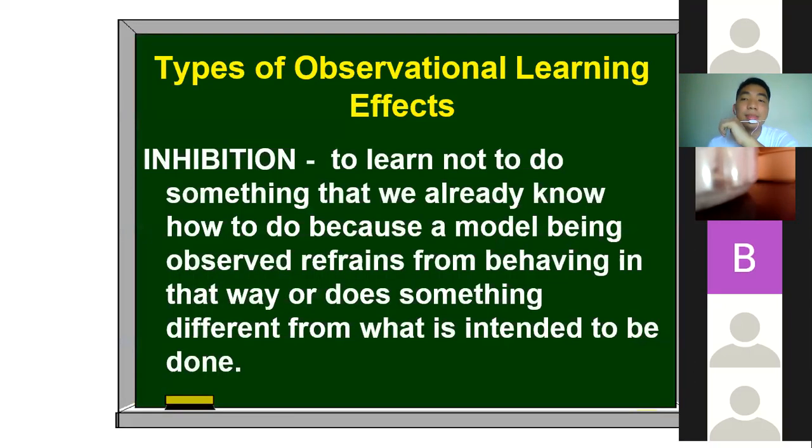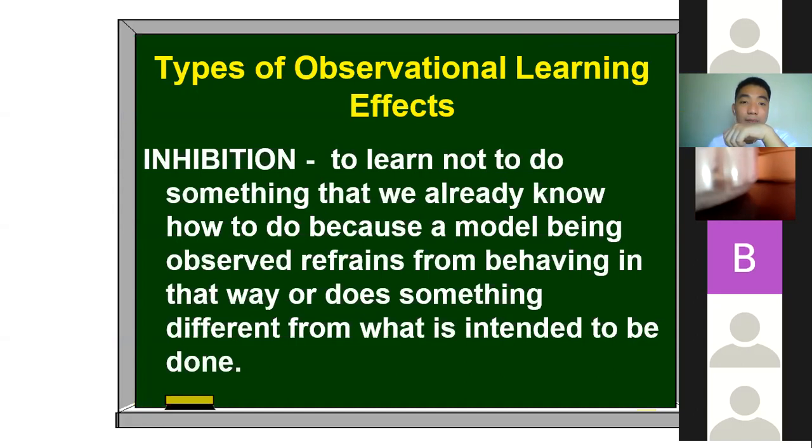So, next. Types of observational learning. Next, we have inhibition. These are the effects of what you do, or the effects of what you observed and learned. First, inhibition: to learn not to do something that we already know how to do because a model being observed refrains from behaving in that way or does something different from what is intended to be done.